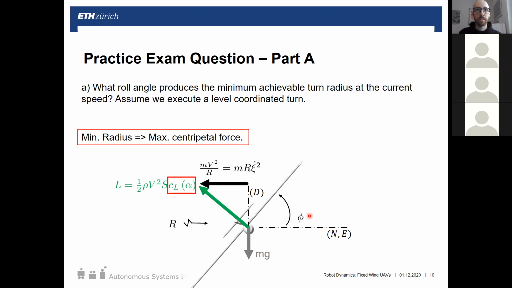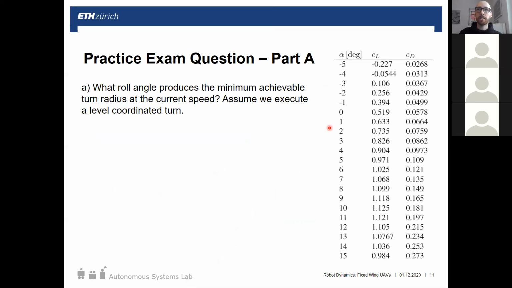So the question is, how do we find the lift coefficient which will give us our maximum centripetal force, which in this case means our maximum lift? So we want to maximize CL. Let's go back to the table. If we look down here, we can just look at our CL values, and the highest ones are at 10 degrees angle of attack. I think, yes, I highlighted.